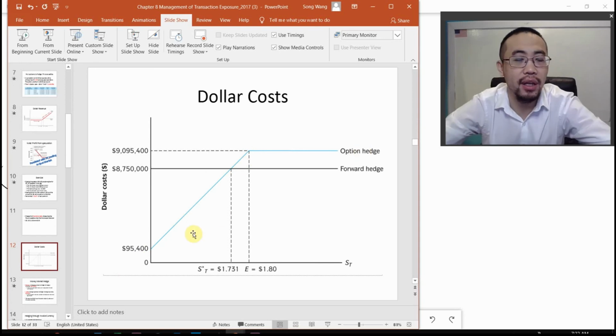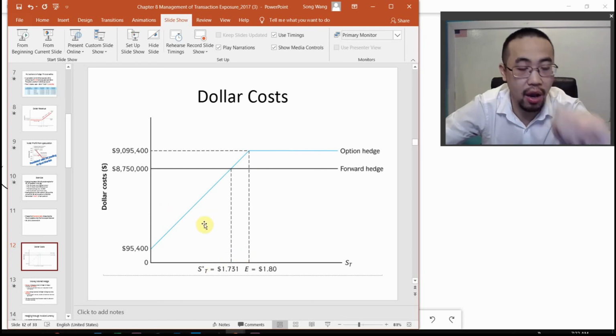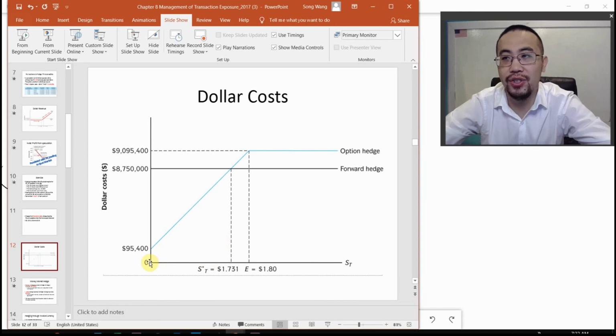So if the British pound is getting very low, let's say if it's $0 for 1 British pound, then you just need to spend the premium money. This is the premium money. And if the spot rate is getting higher and higher, then you don't exercise the option, basically from here to here. You just take advantage of the low exchange rate of a British pound.